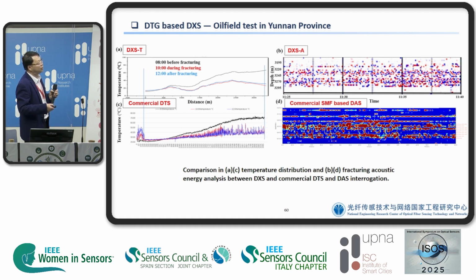But there are two setups. For us, we just use one. That means two in one. Here are two separated systems. Normally, commercially, it's based on multi-mode fiber for the DTS and single-mode fiber for the DAS. For us, we do it all in this one fiber cable.